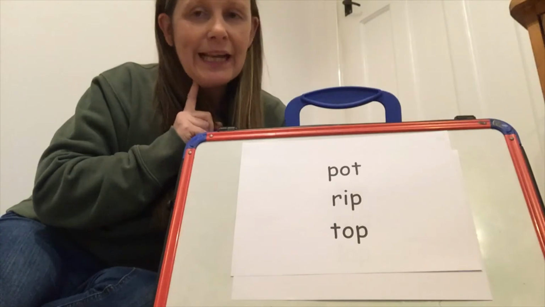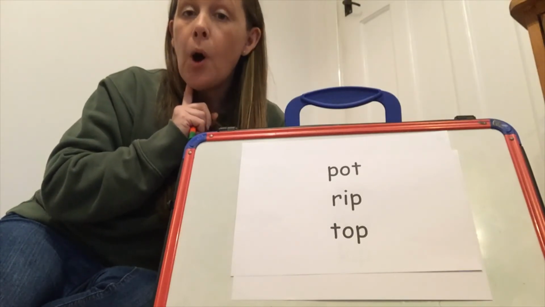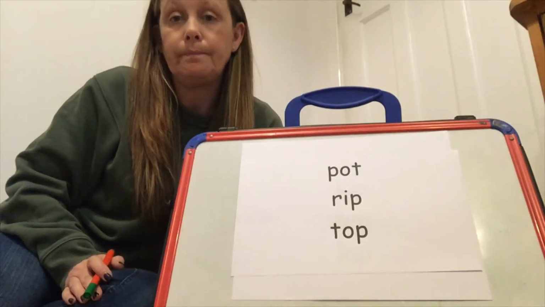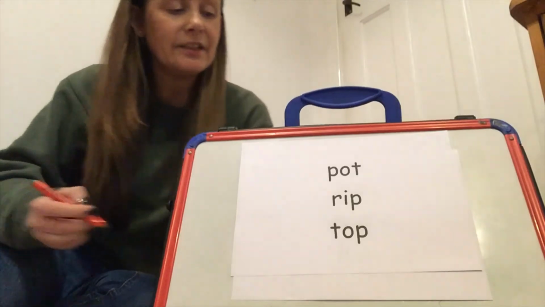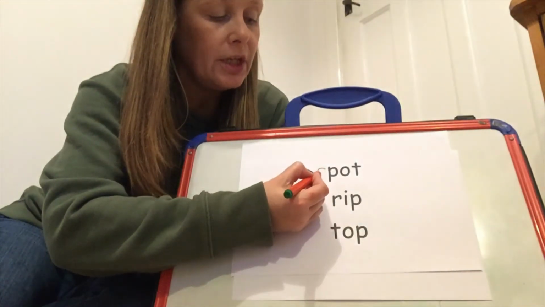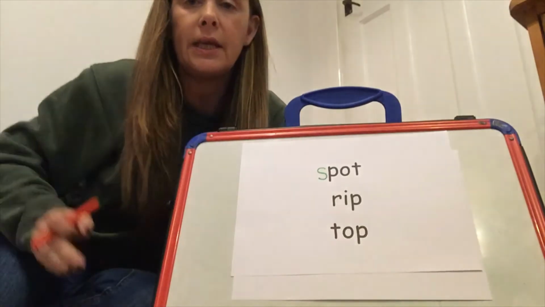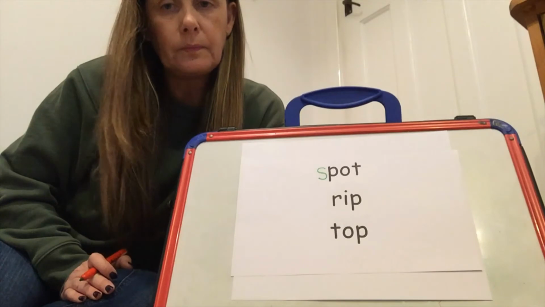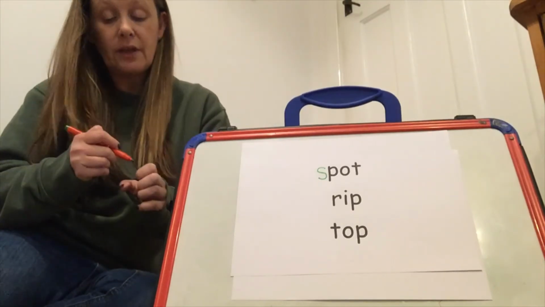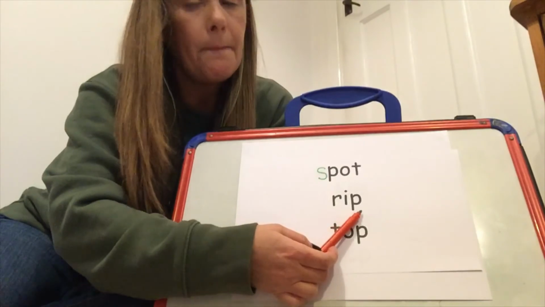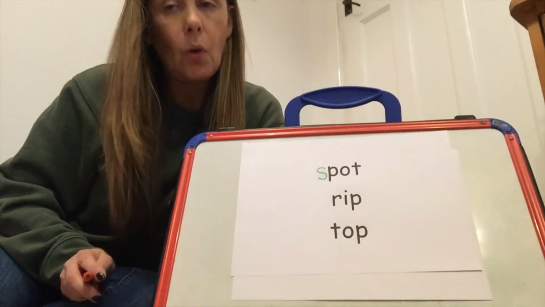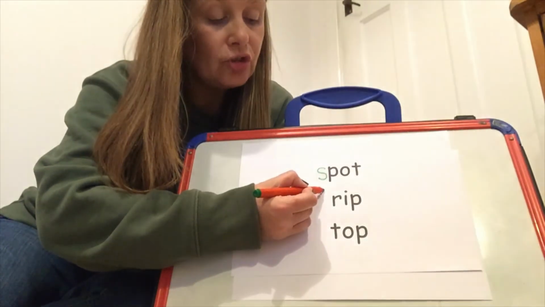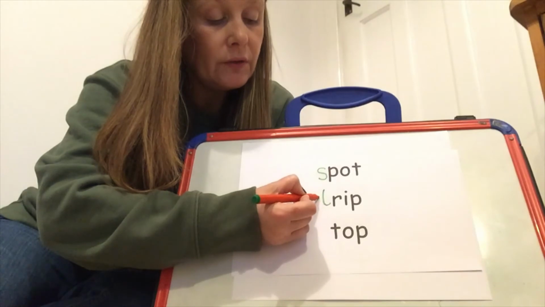So boys and girls, I'd like you on your piece of paper to write the word pot to start off with. P-o-t, pot. And when you've written that, we're going to add a letter S at the beginning. Do you know what word it's going to be now? S-p-o-t, spot. The next word I'd like you to write is rip. R-I-p, rip. When you've written that word, at the beginning of that word, I'd like you to add the letter T. Do you know what word it's going to become now?